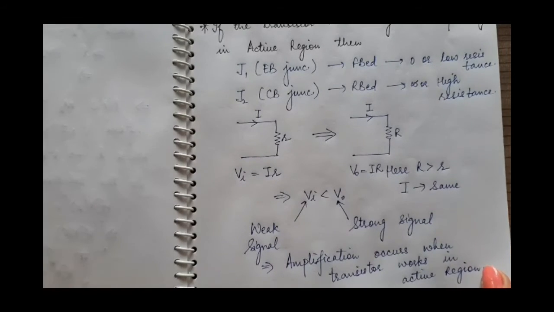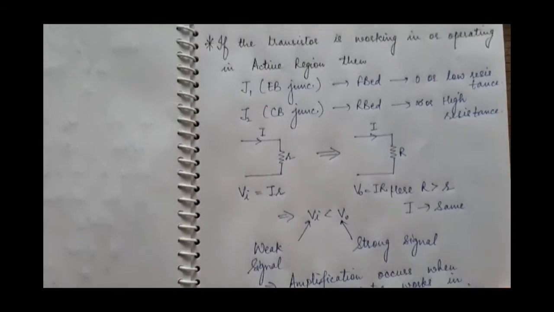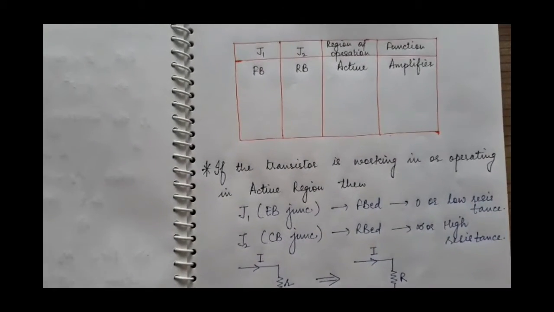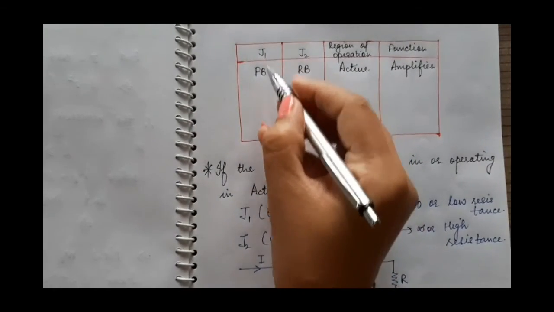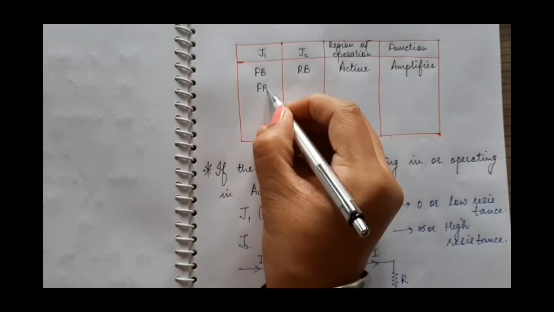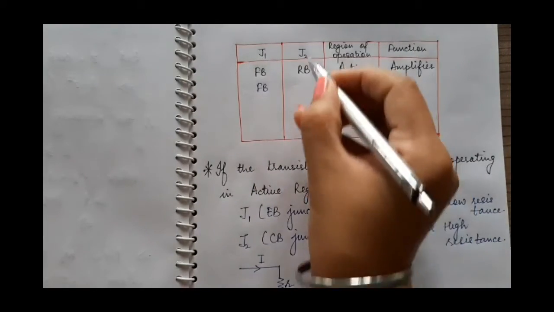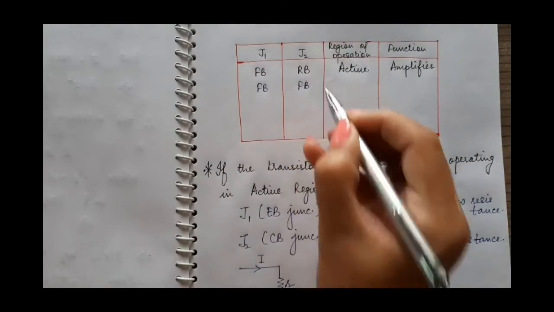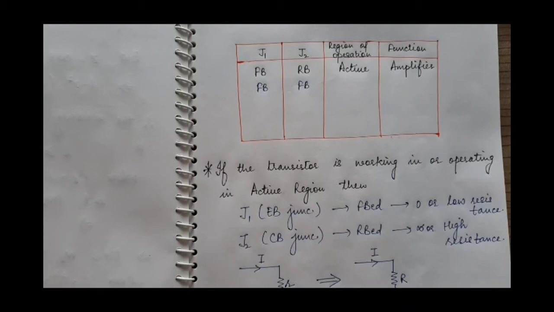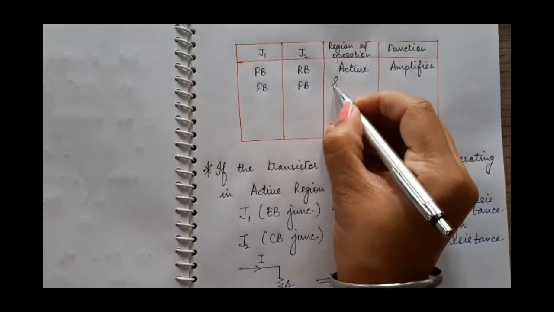So now it is clear that we will use the transistor in active mode when we need the transistor as an amplifier. The next possibility is when J1 is forward biased as well as the J2 junction is also forward biased. When both junctions are forward biased, the region in which the transistor will operate is known as the saturation region.